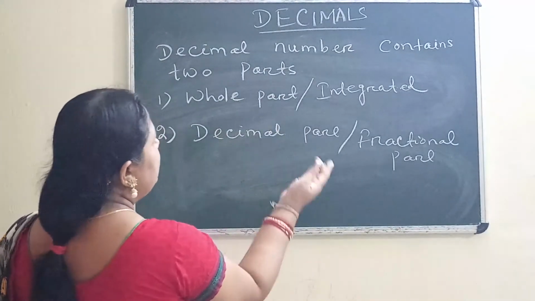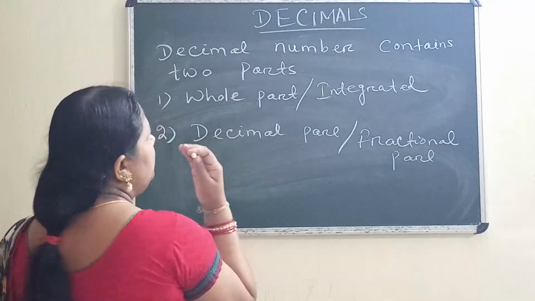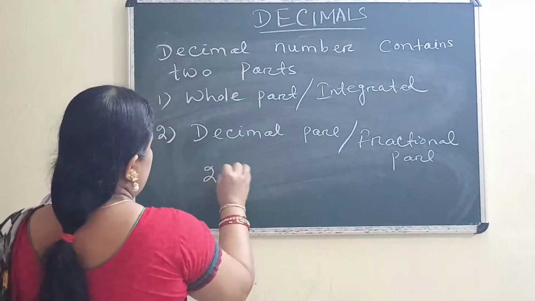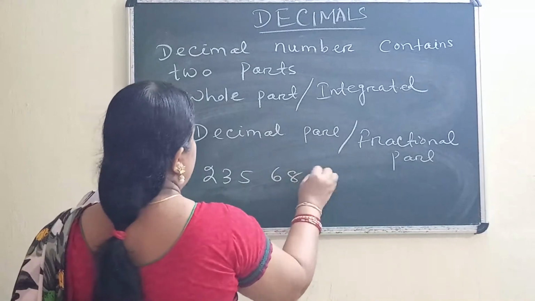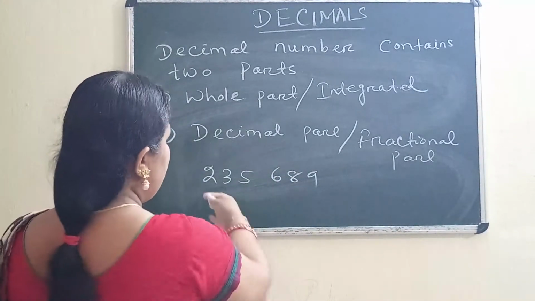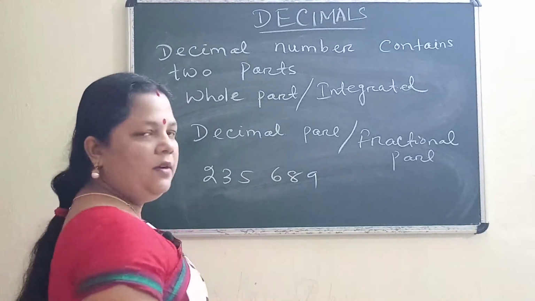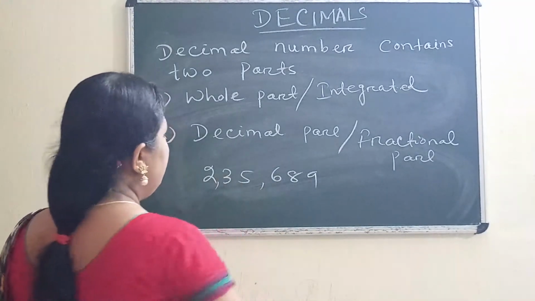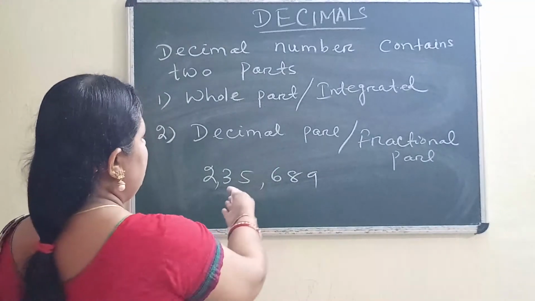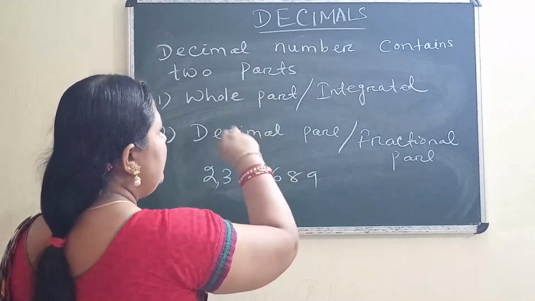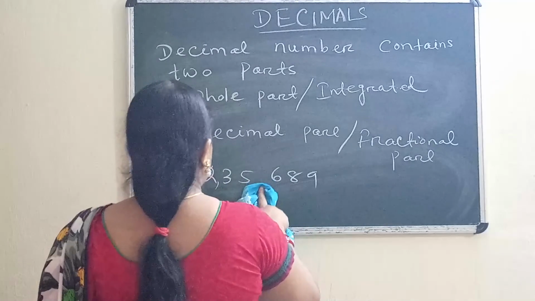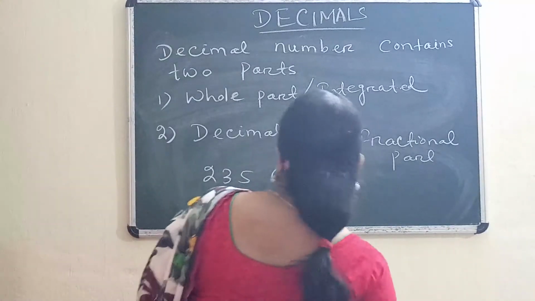How will we know that two parts are present? Suppose I am writing 2, 3, 5, 6, 8, 9. Can you recognize whether it is a decimal number? What will you read? We can read it in our Hindu Arabic number system as 2,35,689. So what is the difference? This is a number system, but how will we represent it as a decimal number? How can we change this into a decimal number?